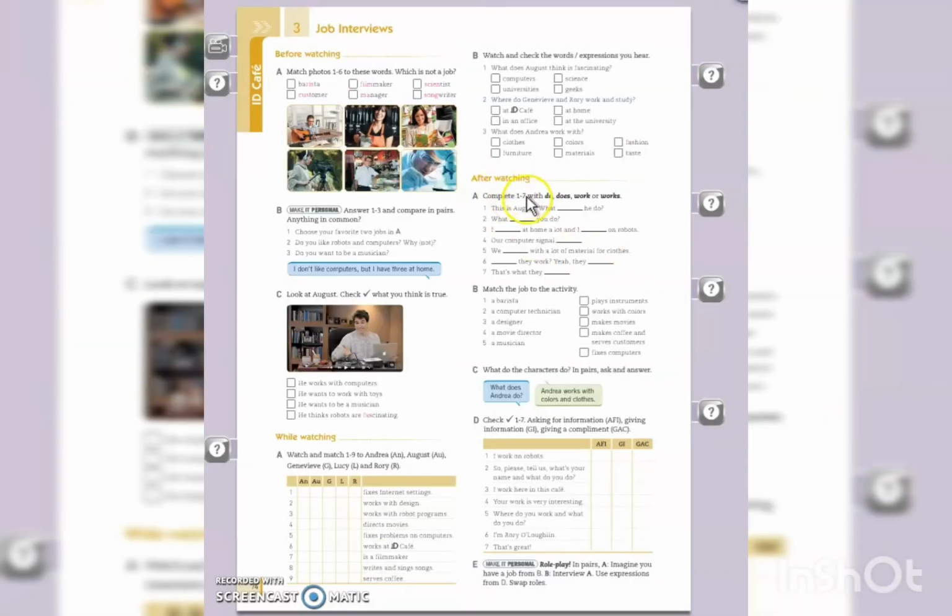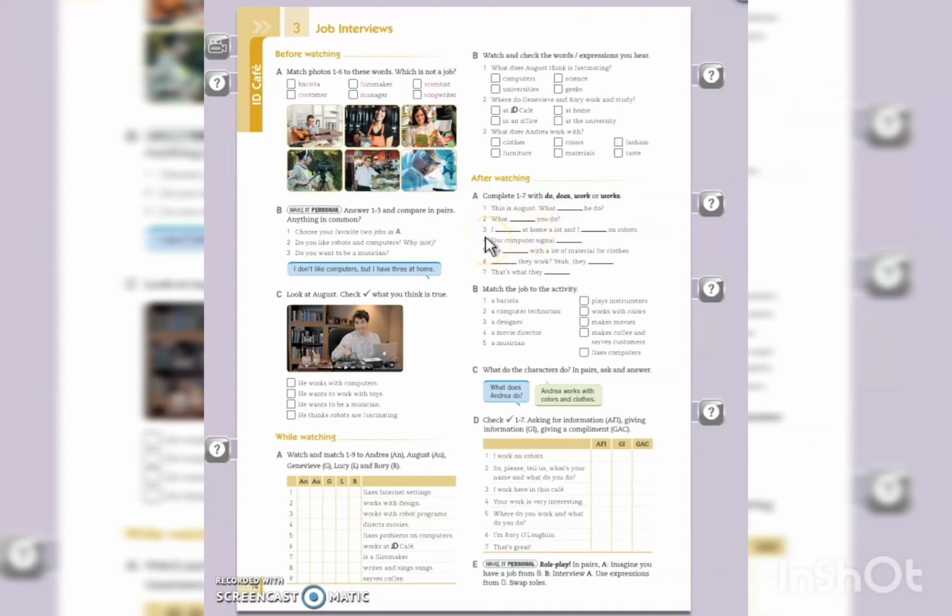This one, after watching. Complete 1 to 7 with do, does, work, or works. These are the words you have to use to complete these sentences. Number 1, this is August. What does he do? Number 2, what do you do?